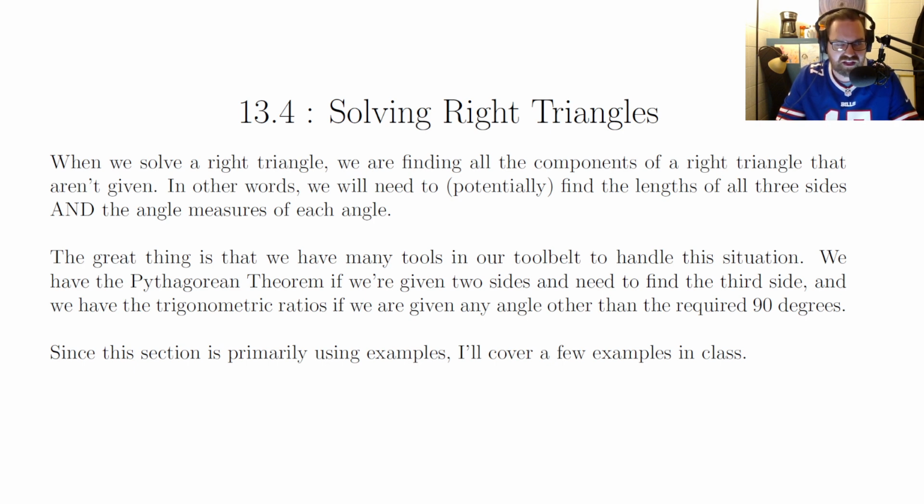You have the Pythagorean theorem, so you can find the third side if you want to, or you can just use the trig identities or the trig ratios. I personally prefer using trig ratios because it's faster, in my opinion, than even the Pythagorean theorem. But let's just jump into it. We'll take a look at a few different examples here.